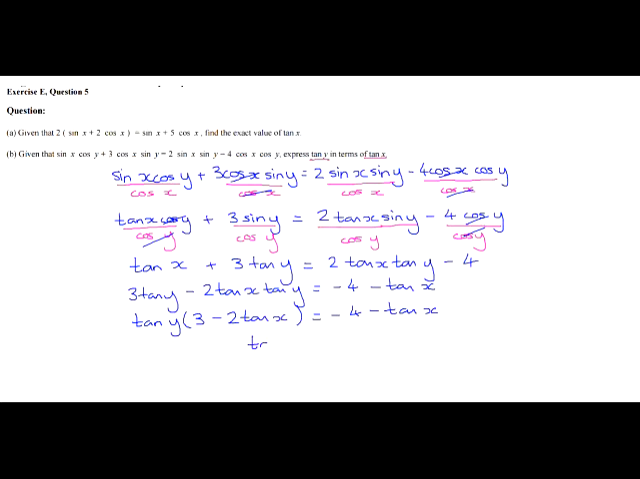So now to get tan y on its own, you're just going to divide because that's being multiplied. So minus 4 minus tan x all over 3 minus 2 tan x. Now, if you had collected it on the other side, you'd probably find the signs all switched. So you'd have 4 plus tan x divided by 2 tan x minus 3. That's exactly the same thing.